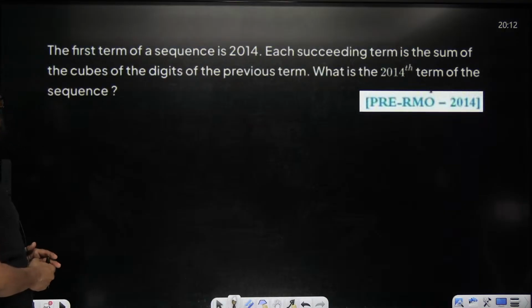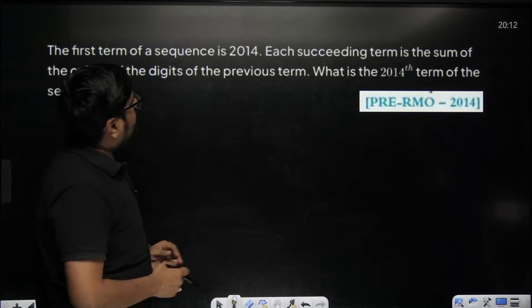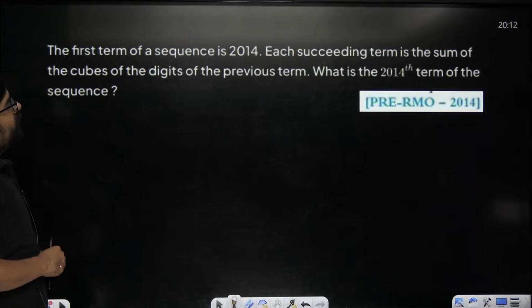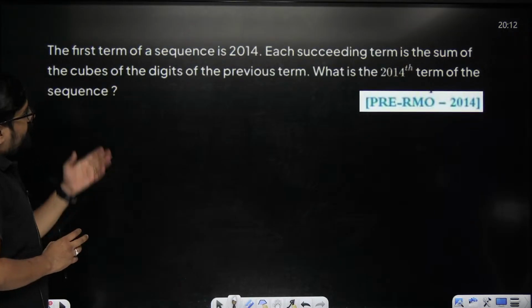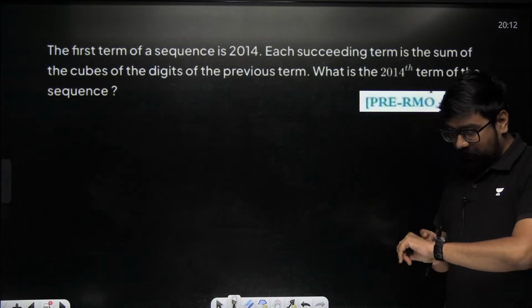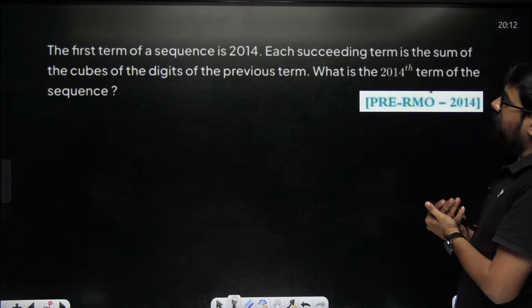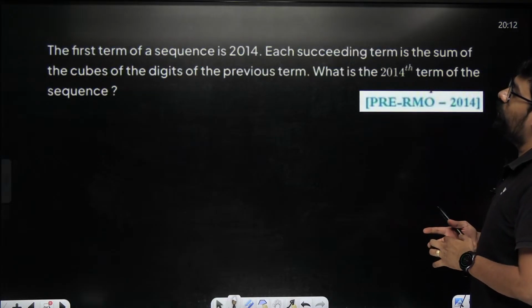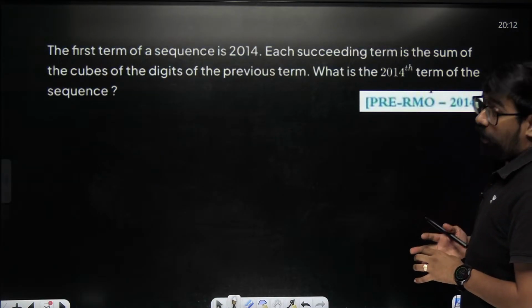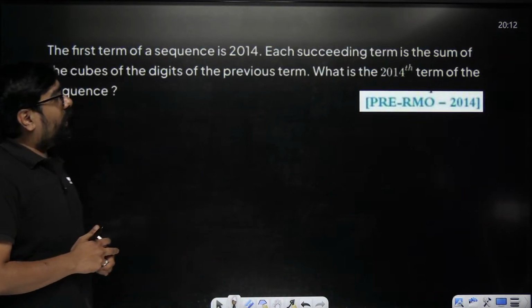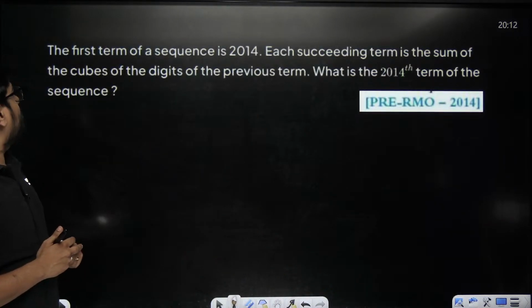Okay. Next. The first term of the sequence is 2014. This question came in pre-RMO 2014, and that's why the question also contains the number 2014. Each succeeding term is the sum of the cubes of the digits of the previous term. What is the 2014th term of the sequence?